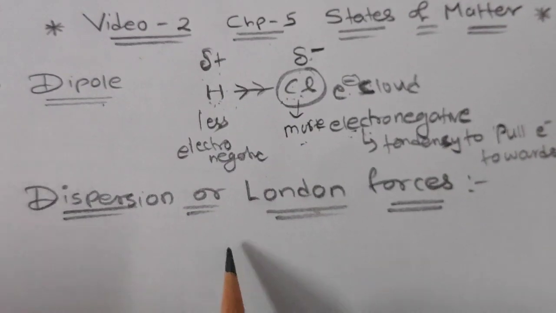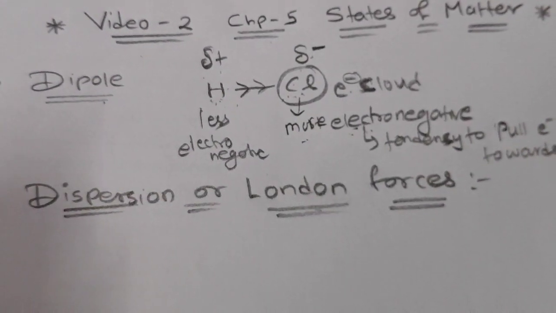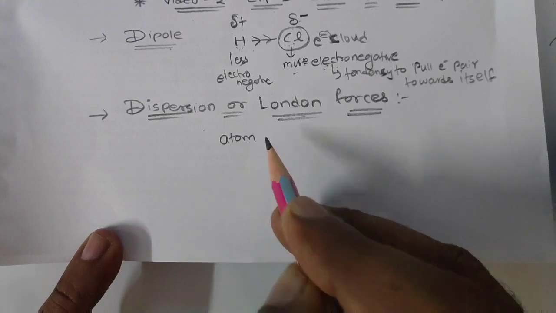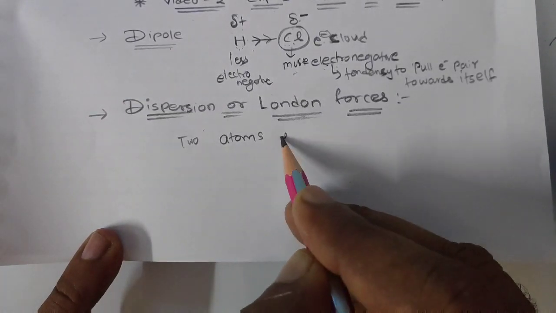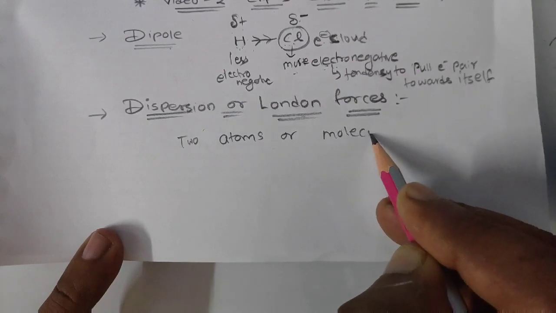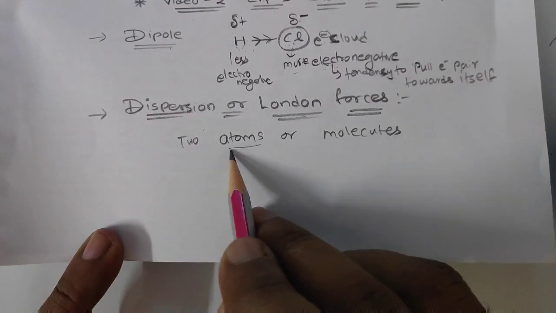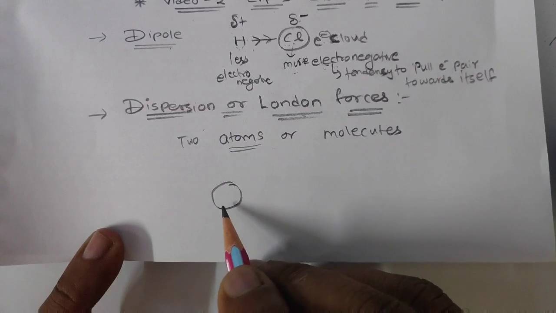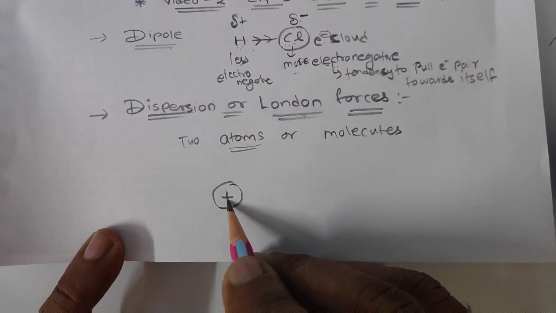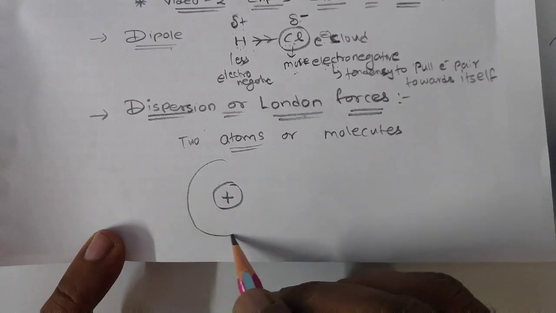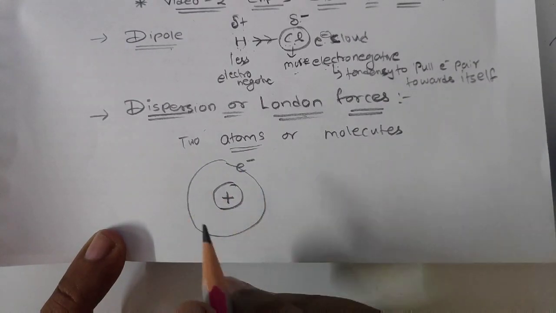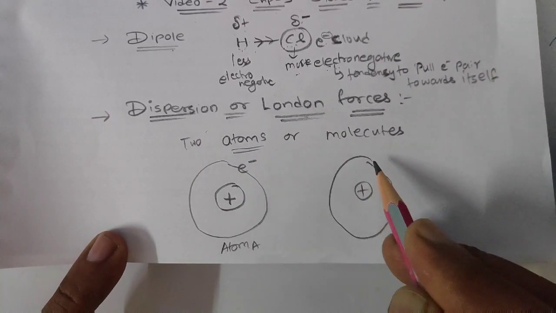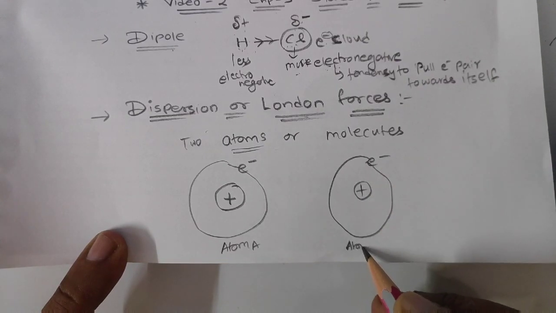Now the next one, dispersion or London force. When we talk about dispersion or London force, you can take 2 atoms or molecules to explain this. Better we understand it with the atom. Now we know in an atom, in the center protons and neutrons are there, so I will show the nucleus as a positive charge in the center, and electrons move around it. You can take this as atom A, and this as atom B. Of hydrogen atom only you can take atom B.